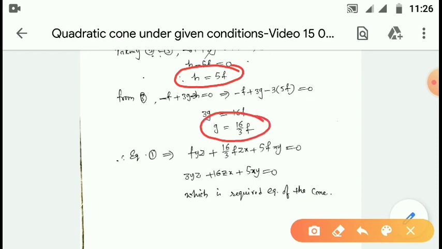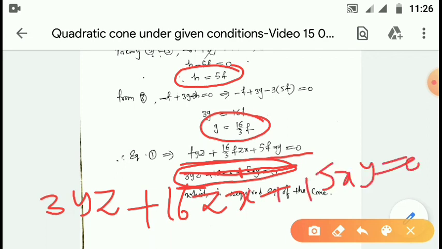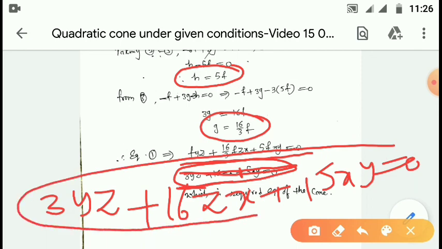Substitute the value of h and g in the equation of the cone, we will have like this. So here we can take f common and we can take the LCM also. Therefore, we will have 3 into yz plus 16 zx plus 3 into 5, 15 xy is equal to 0. So our answer is 3yz plus 16zx plus 15xy is equal to 0. This is the equation of the cone.